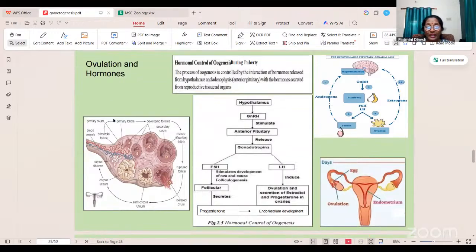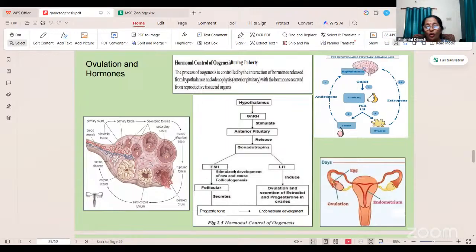What are the hormones that are important for ovulation to occur? From the hypothalamus in the brain, gonadotropin-releasing hormone is released. This stimulates the anterior pituitary gland, which releases gonadotropins. The gonadotropins are follicle stimulating hormone and luteinizing hormone.